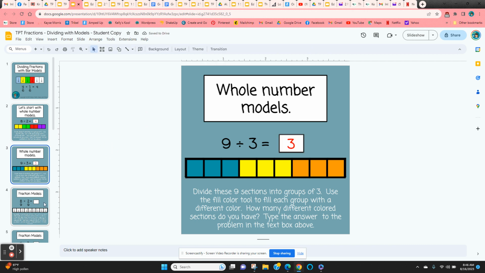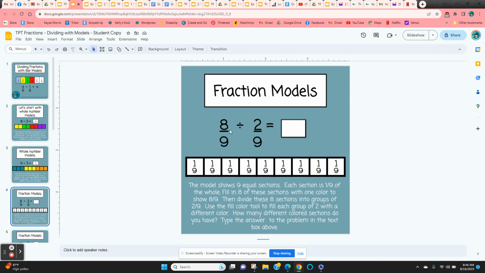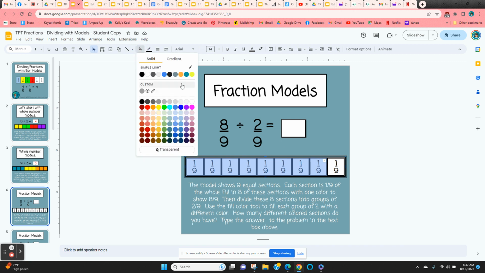Now we're going to go to fraction models. So here's a model of 8 ninths divided by 2 ninths. So there's actually 9 ninths here because 9 ninths makes a whole. But we want to first highlight 8 ninths, 8 of these squares. So they're going to click and hold, and they're going to scroll across until they've highlighted 8. And they're just going to choose one color.